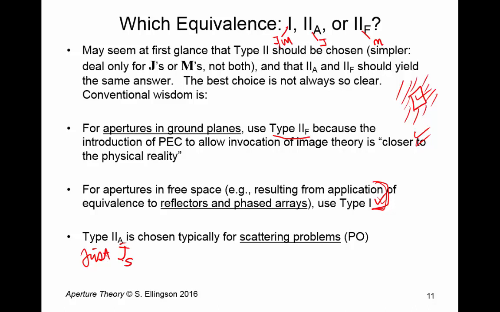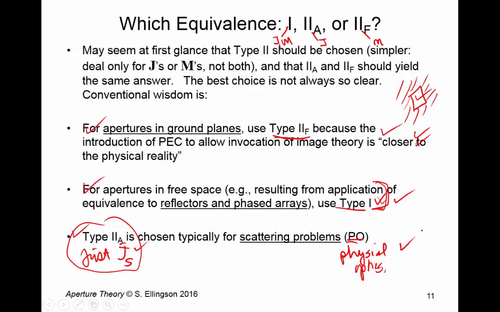You may be familiar or may have heard previously of a technique known as physical optics. Physical optics can be done a number of ways, but normally in engineering electromagnetics, it's done using what I would have called a type 2A equivalence. You have just the J's. So there's the usual selection process. Now, we'll continue in this lecture talking about apertures, so we're just going to consider this case. This is for a future lecture.